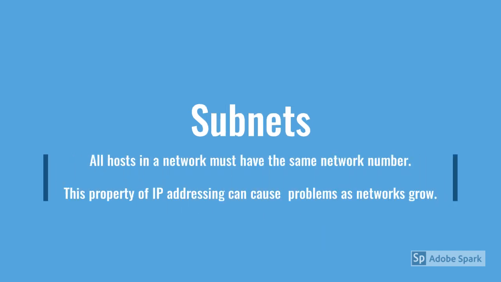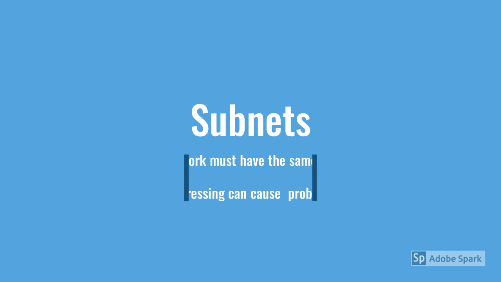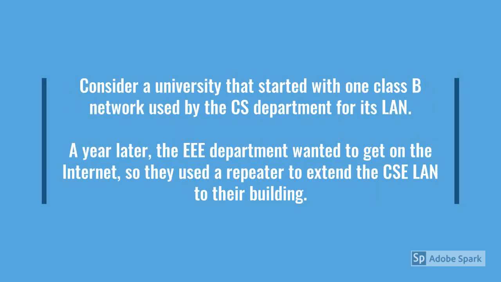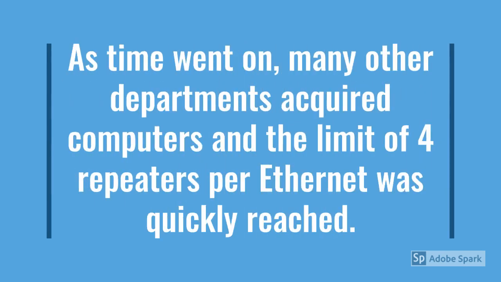All hosts in a network must have the same network number. This property of IP addressing can cause problems as networks grow. Consider a university that started with one Class B network used by the CSE department for its LAN. A year later, the electrical department also wanted to get on the internet. So they used a repeater to extend the CSE LAN to their building. As time went on, many other departments acquired computers and a limit of 4 repeaters per Ethernet was quickly reached.